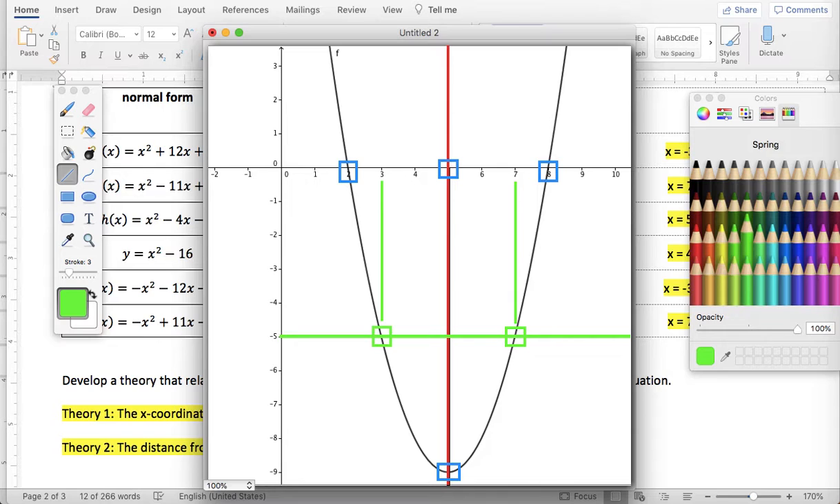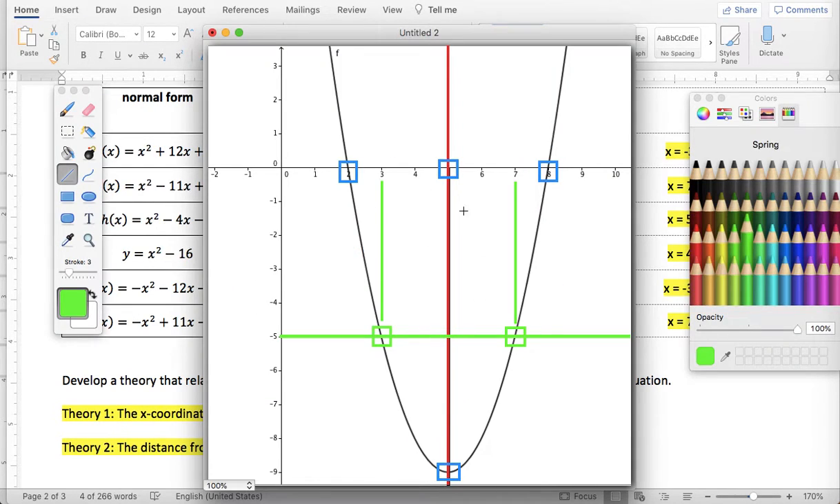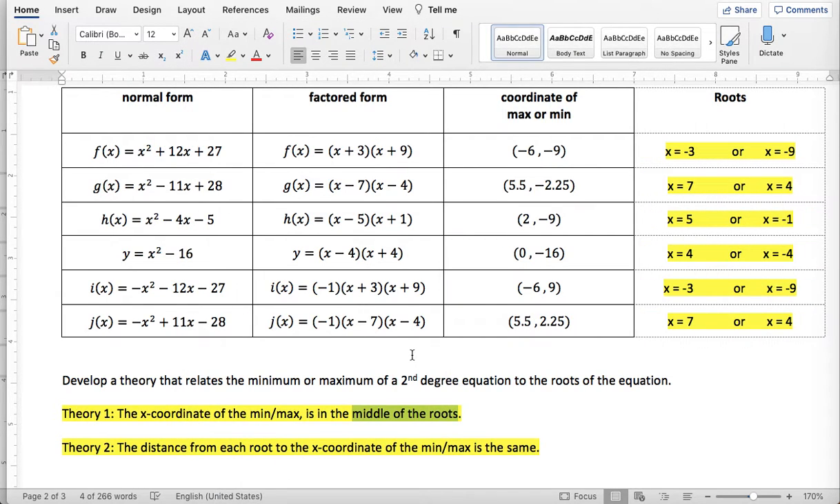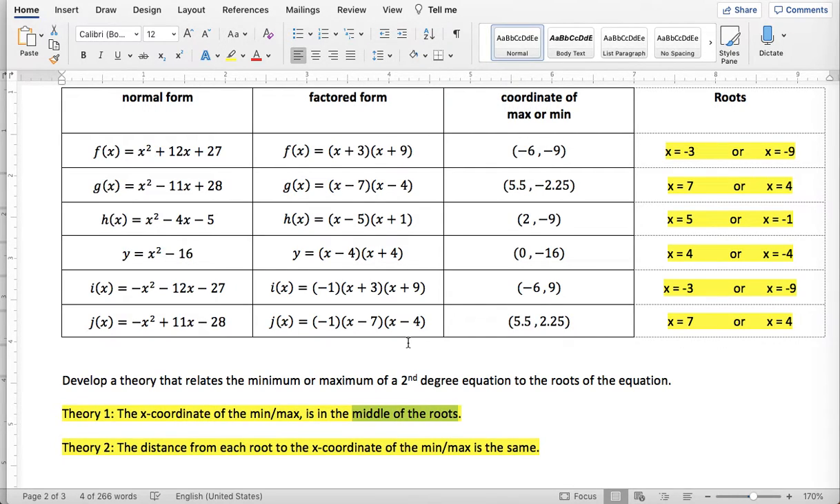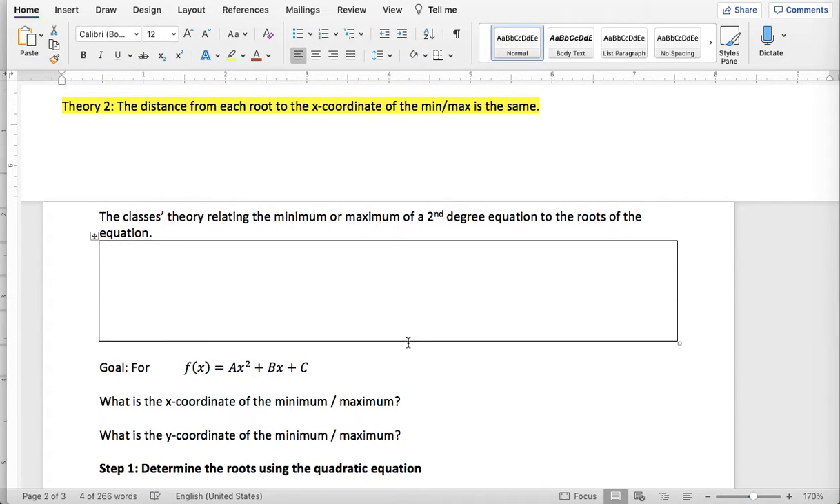Okay, so that was just me explaining graphically how you know that the x-coordinate for the minimum and maximum is in the middle. That's all I was showing here. So if I know the x-coordinate for the minimum or maximum is in the middle of the roots, how can I use that to create a general equation for finding the coordinates of our vertex, the coordinates of our minimum or maximum? That's what we're going to be doing on the next page.